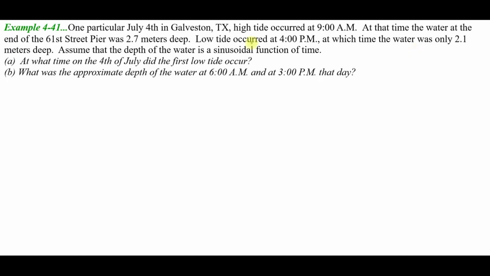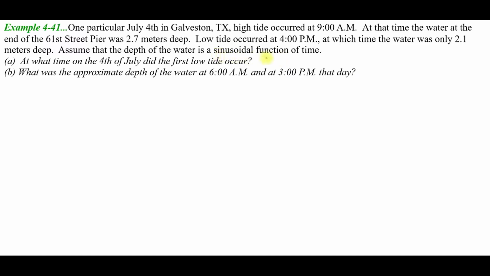This particular question is talking about the tide. So high tide occurred at 9 a.m. At that time, the water was 2.7 meters deep. Low tide occurred at 4 p.m. At that time, the water was only 2.1 meters deep. Assume that the depth of the water is a sinusoidal function of time.